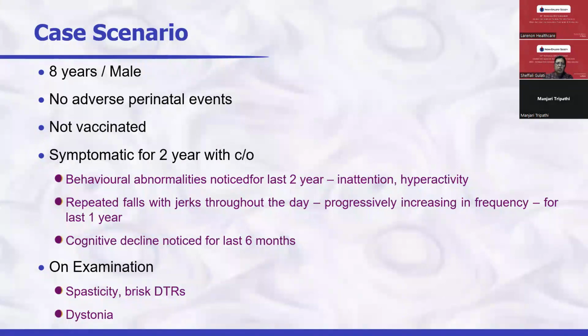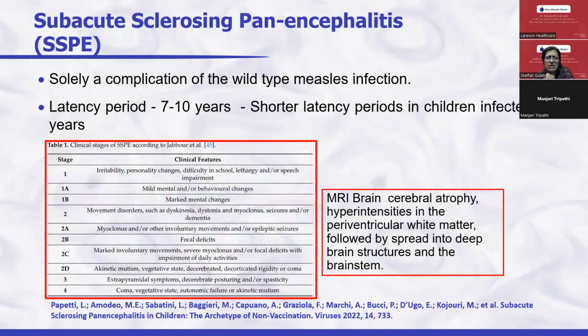This is an 8-year-old boy with no adverse perinatal event, who was not vaccinated, and symptomatic for 2 years, with behavioral abnormalities noted for the last 2 years in the form of inattention and hyperactivity, repeated falls with jerks throughout the day, progressively increasing in frequency for the last 1 year. There was a cognitive decline noticed, and there was spasticity and dystonia. This is the classical clinical scenario of SSPE, and the MRI can show cerebral atrophy and hyperintensities in periventricular white matter, followed by spread into deep brain structures and the brainstem.